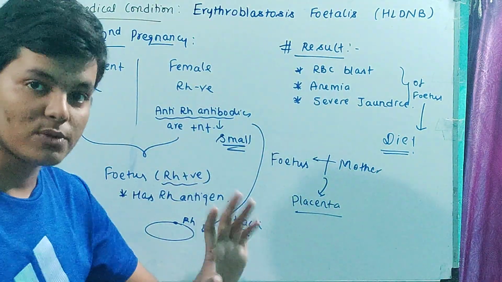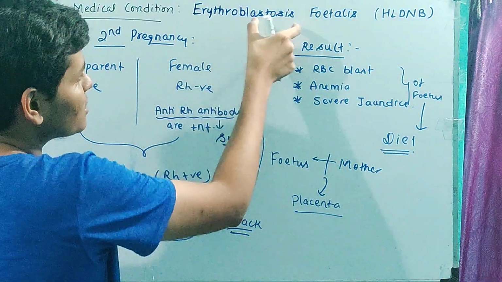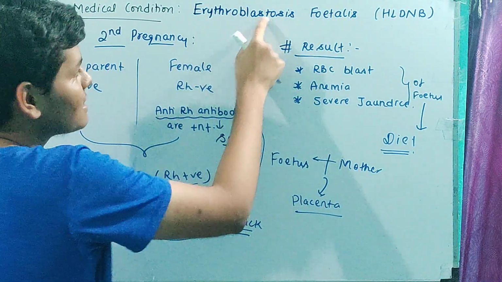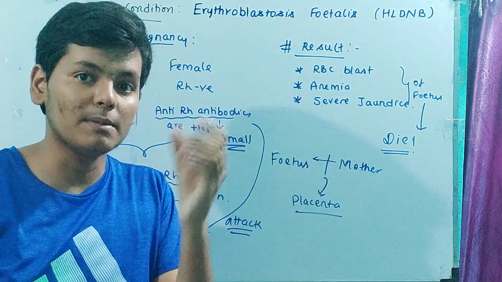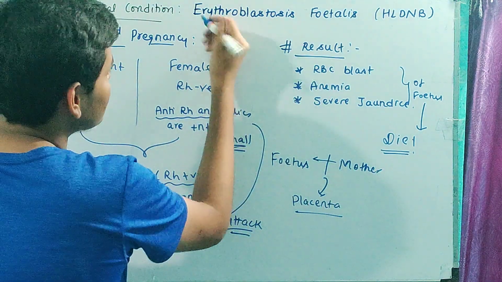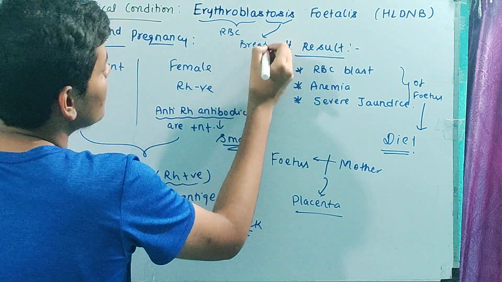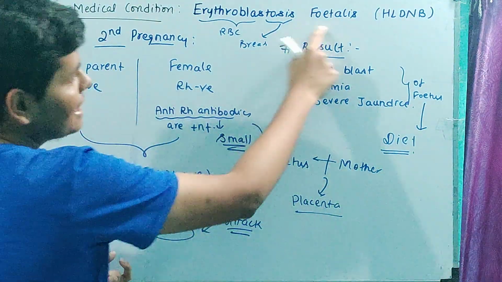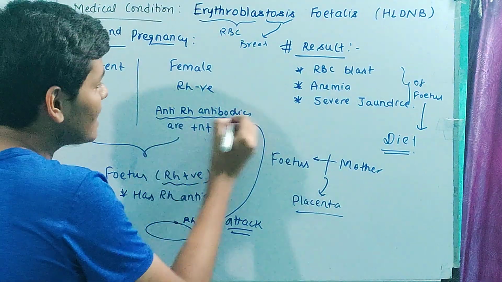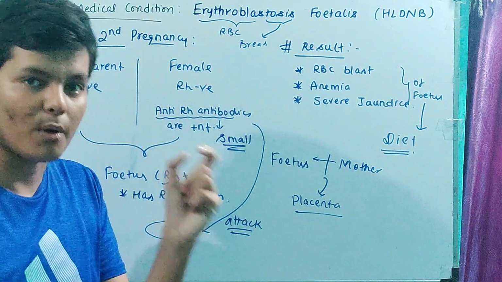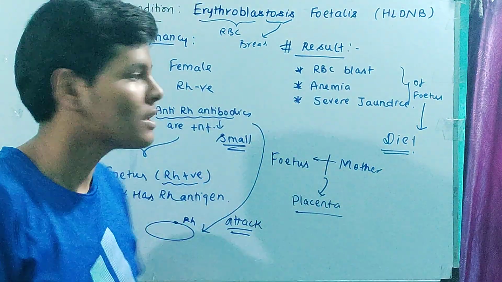So this is the actual process which happens. Now if you come to the name, this is Erythroblastosis Foetalis. Erythroblast is the RBC and lysis of any substance means breakdown. So erythroblast is nothing but RBC and lysis is breakdown. Foetalis means of the fetus. So the fetus RBC is broken down by the anti-RH antibodies of the female's body, the mother's body. So this results in the death of the fetus.